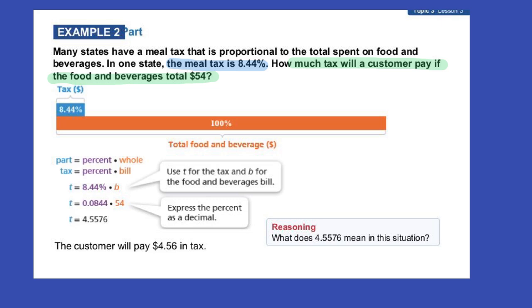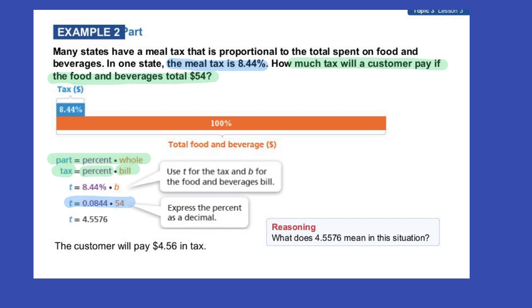So let's look at this. Remember this whole thing here where we had the part equals the percent times the whole? Well, the part is the tax. The percent is 8.44%, and the bill is 54. Now, the nice thing about this one is that when you have all of your numbers on the same side of the equal sign, you don't have to do that algebra stuff.